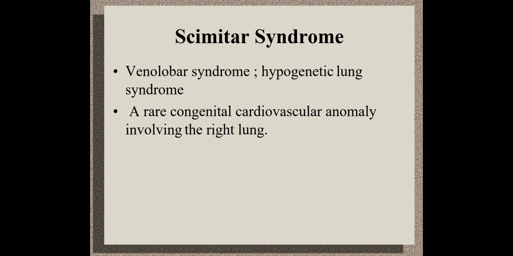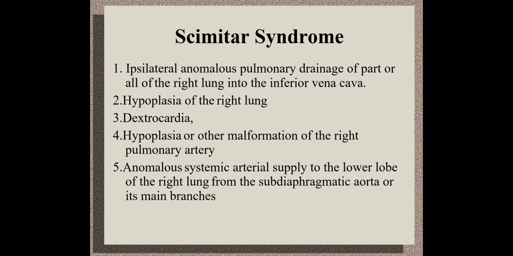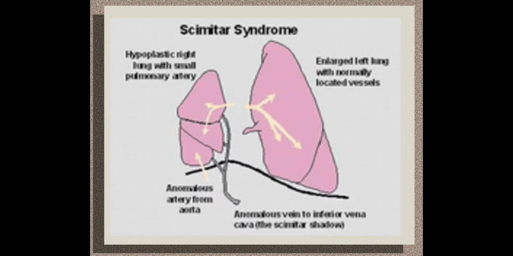Scimitar syndrome is a veno-lobar syndrome, also called hypogenetic lung syndrome, a rare congenital cardiovascular anomaly involving the right lung. It involves ipsilateral anomalous pulmonary drainage of parts or all of the right lung into the inferior vena cava. Other features are hypoplasia of the right lung, dextrocardia, hypoplasia or other malformation of the right pulmonary artery, and anomalous systemic arterial supply to the lower lobe of the right lung from the subdiaphragmatic aorta or its main branches.